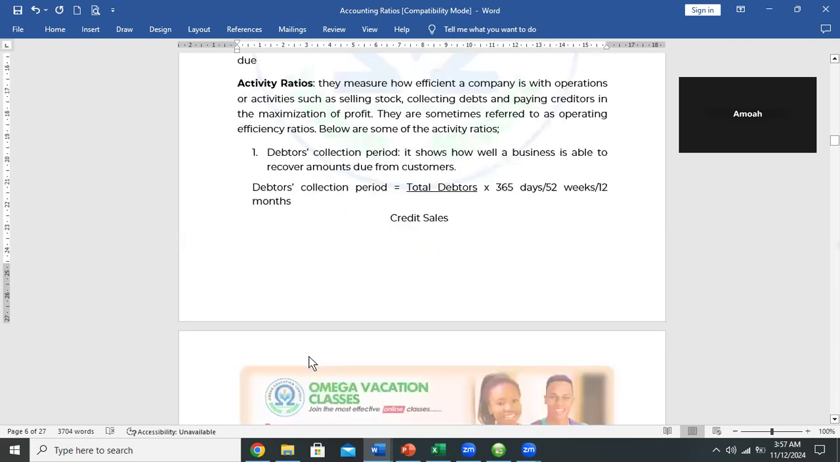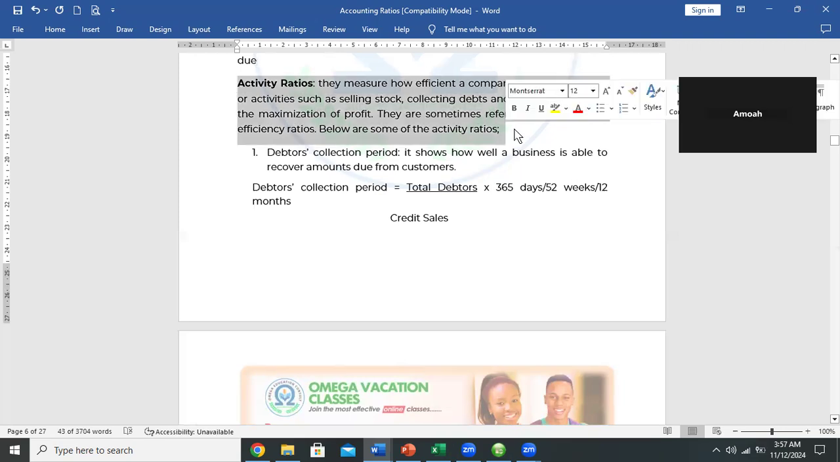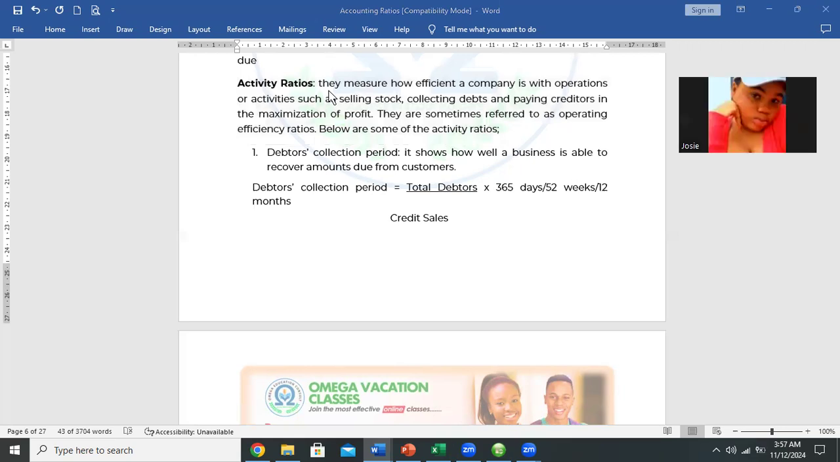Okay, I think it's enough. You've heard my voice a lot. One person should volunteer to read activity ratios for us. Okay, I think I'll call Josephine. Prof. Josephine, please read activity ratios for us, as I've highlighted.